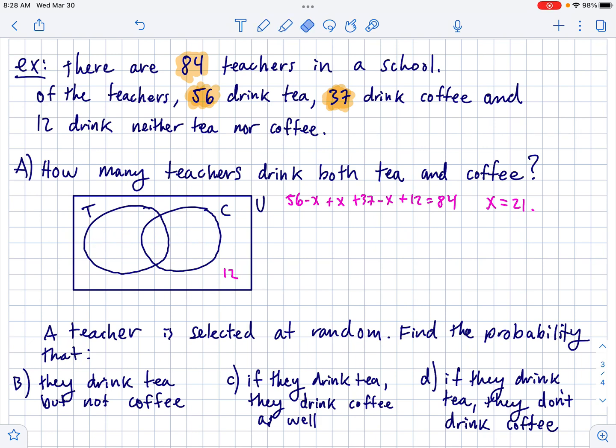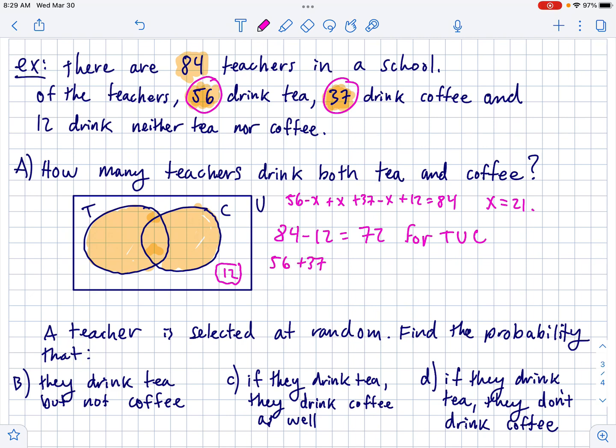I don't necessarily set it up that way. I think eventually I do the same steps, but let me show you guys how I do it. I still start with the 12 on the outside right here. There's 12 people that aren't drinking coffee or tea. So if you take the 12 out of the 84, that means there are 72 people that take up these three regions. So 84 minus 12 equals 72 for, I guess I'll call it T union C.